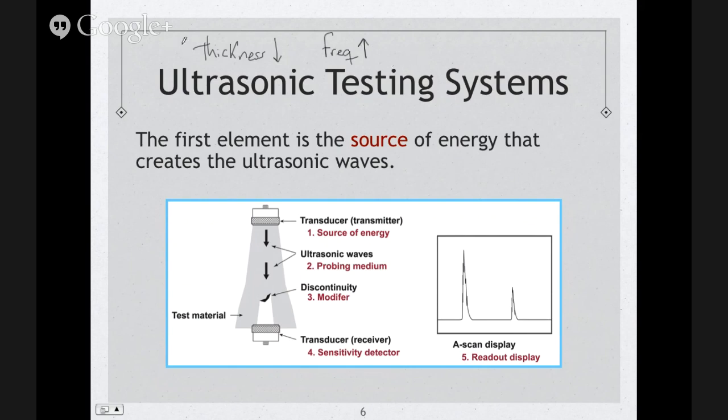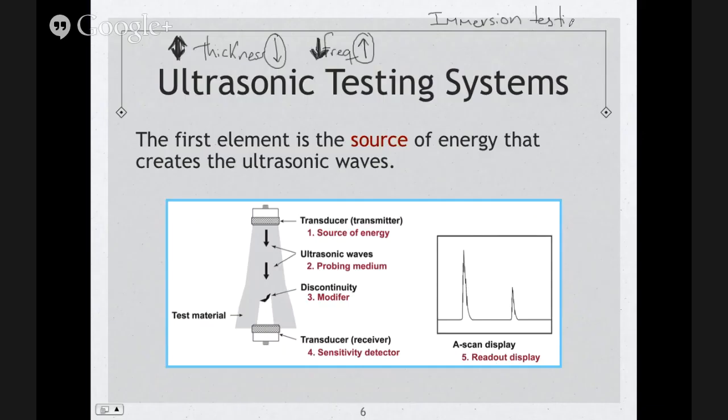And if our thickness goes up, then we know that our frequency goes down. We had also mentioned that transducers that have very high frequency are very thin, and whenever they get so thin, we use those transducers a lot of times to do immersion testing.